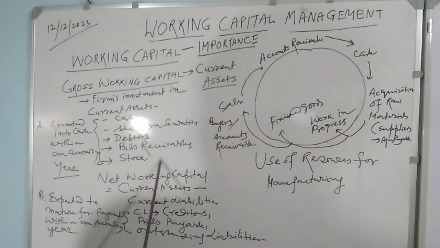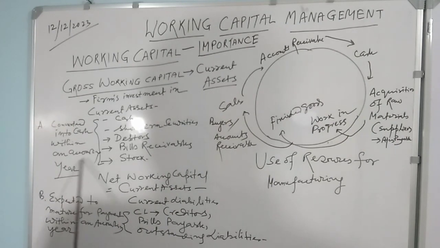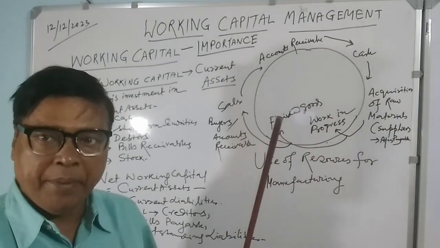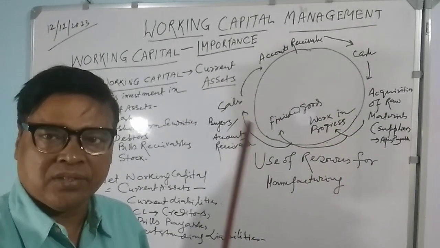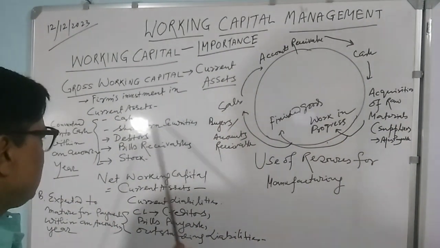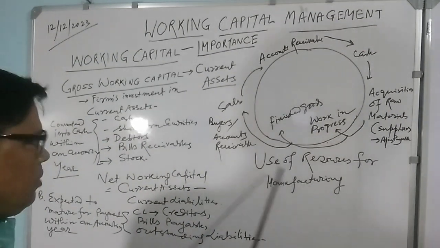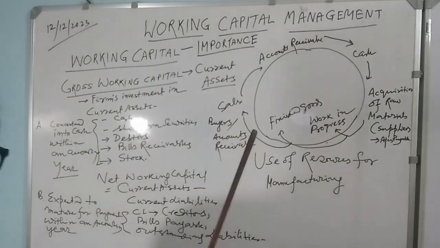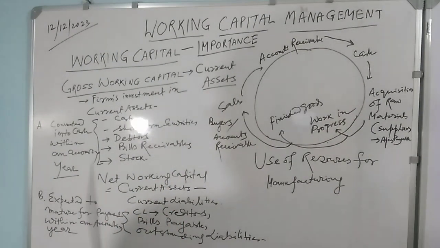So the nature of working capital is that these items are to be converted within an accounting period. That means in a very short period, debtors will be converted into cash, bills receivable into cash, and stock into cash. How it comes, we will see with a diagram. Generally, the convertibility period is within one financial or accounting year.